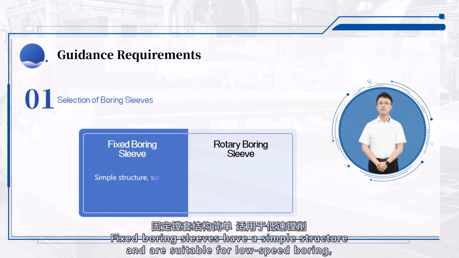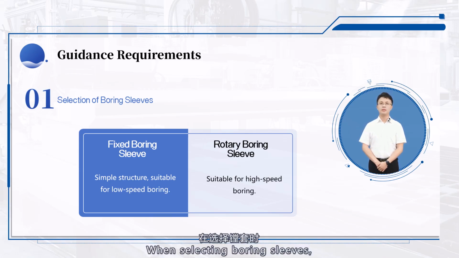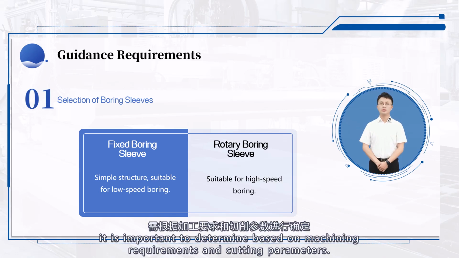Fixed boring sleeves have a simple structure and are suitable for low-speed boring, while rotary boring sleeves are suitable for high-speed boring. When selecting boring sleeves, it is important to determine based on machining requirements and cutting parameters.